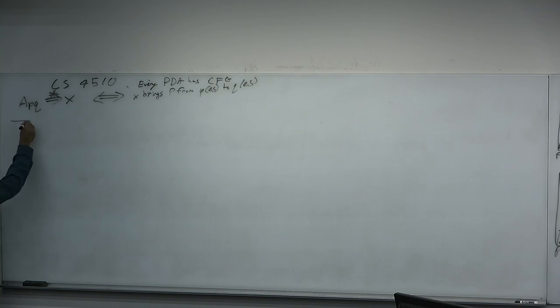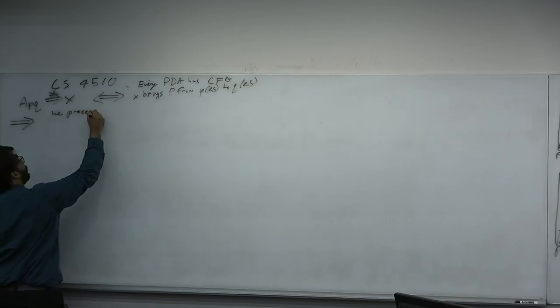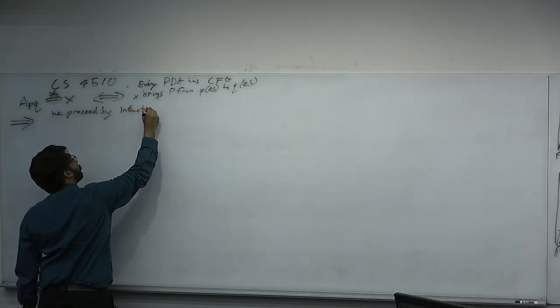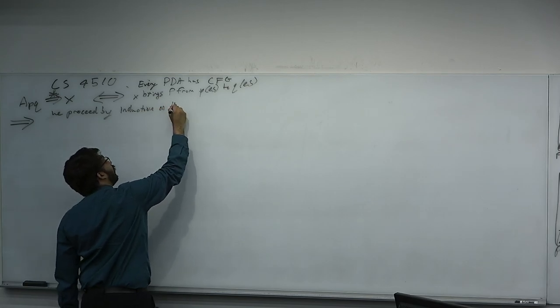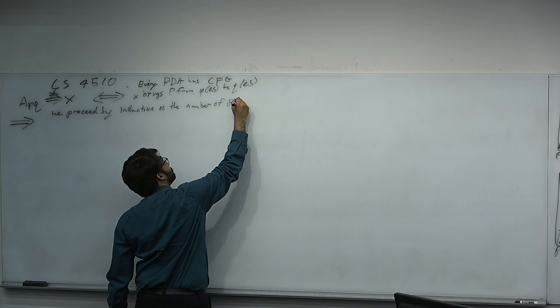All right, let's do the forward way. Every biconditional must be proven: if, and then only if. We proceed by induction, strong induction in fact, on the number of productions.